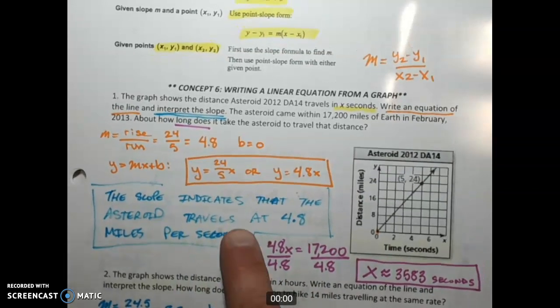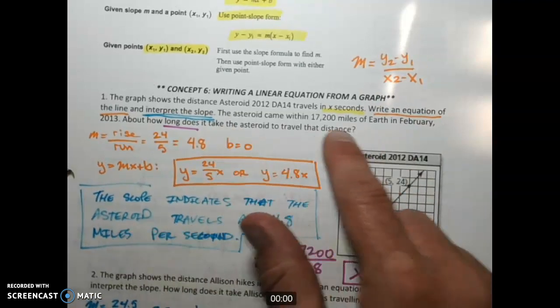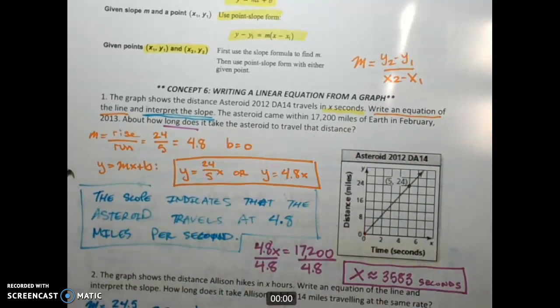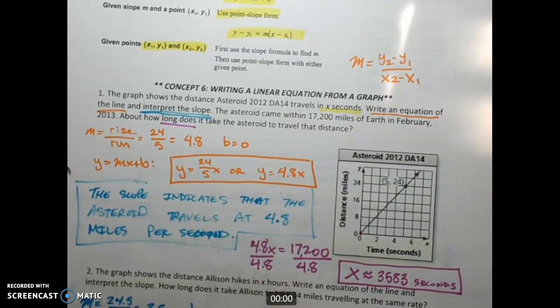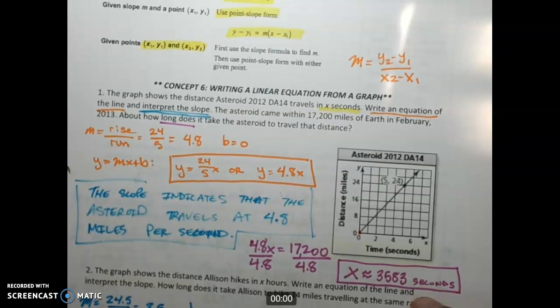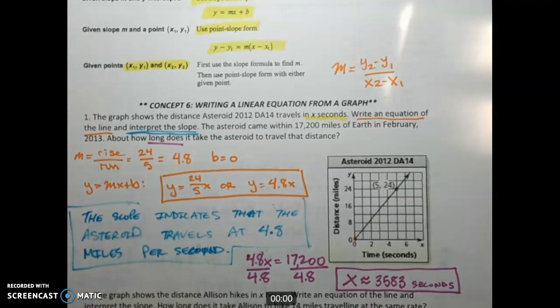Last but not least, if I go ahead and give it a mileage or a distance, now I can go ahead and find the time. I can solve for x in seconds, right? So 4.8x equals 17,200 divided by 4.8, and we get 3,583 seconds approximately. All right, if you guys could move on to number 2, just give it the best shot you can. And you should pause now, and when you come back, I'm going to show the answer.